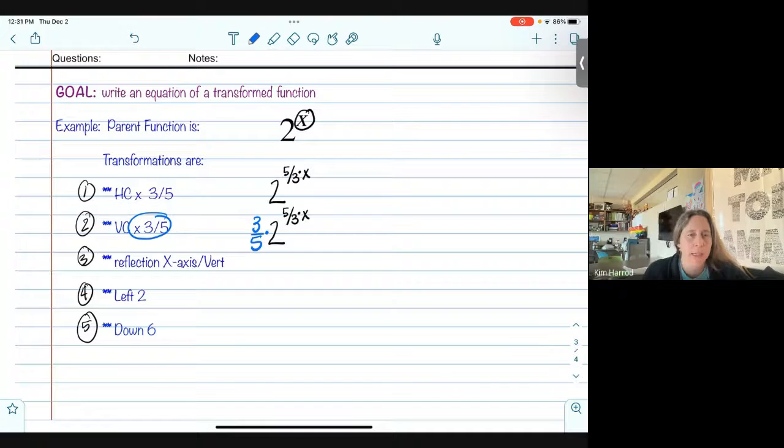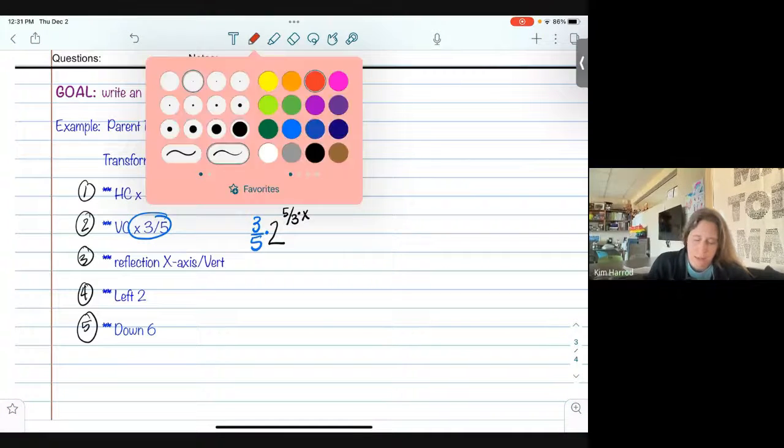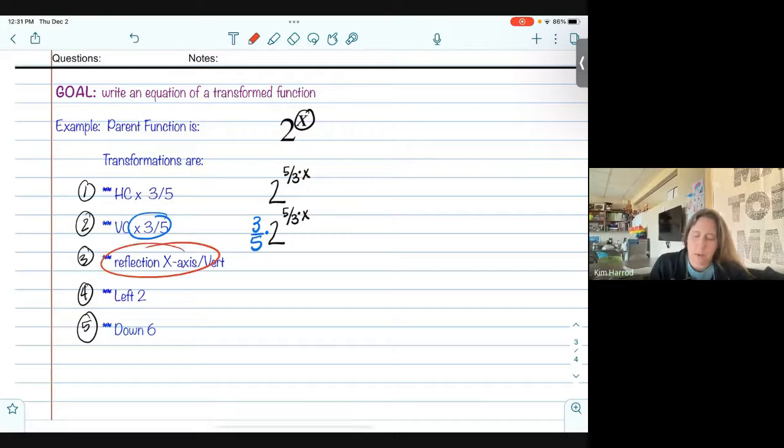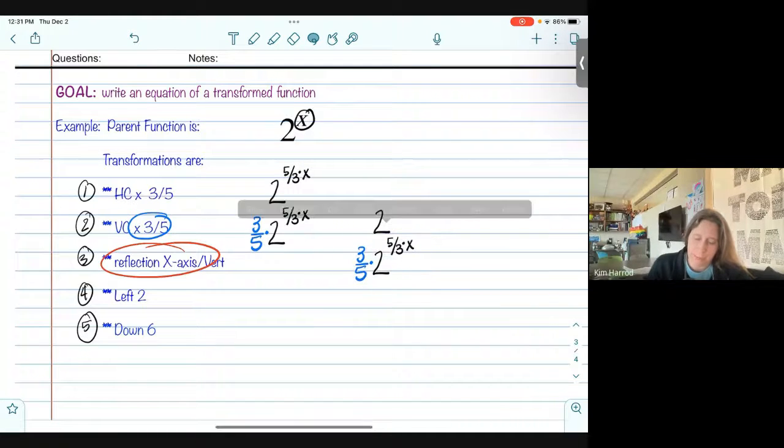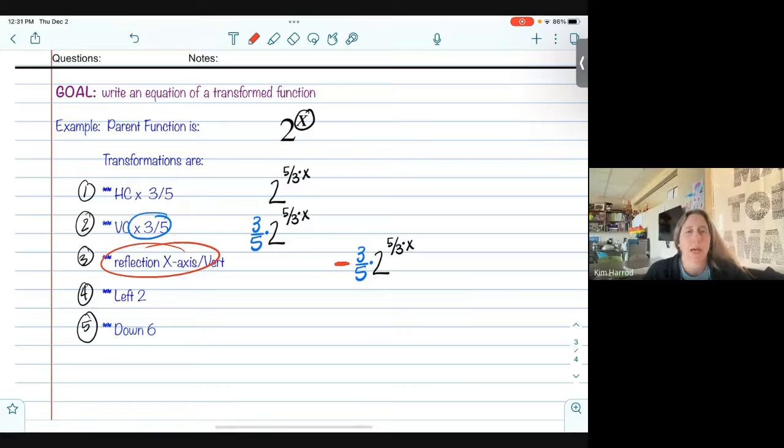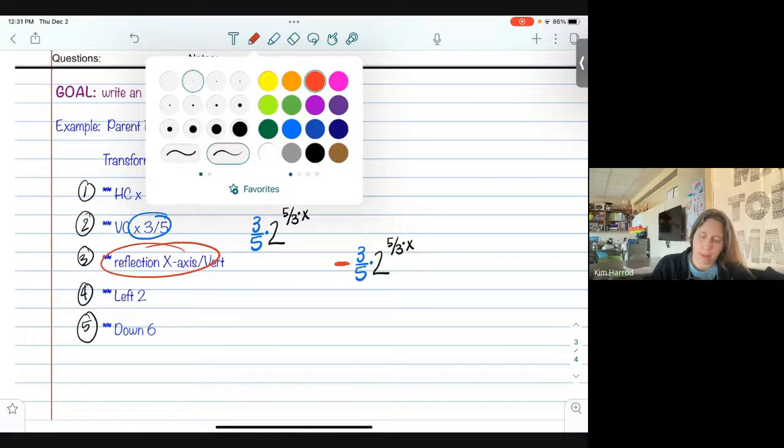Reflection over the x-axis. When we do a reflection over the x-axis, that's going to go outside. So, oops, got a double 2 action there. When I put a reflection over the x-axis, there's going to be a negative sign that goes outside. So now we have negative 3/5 times 2 to the 5/3 x power. Now we're going to go left 2.